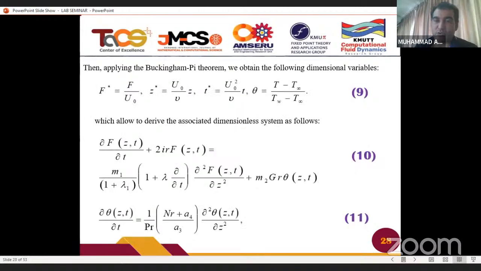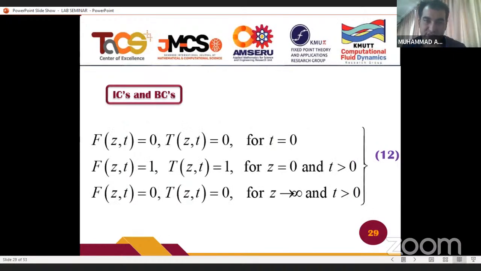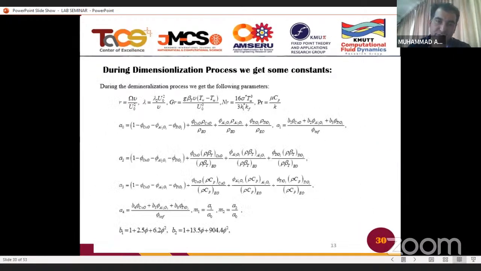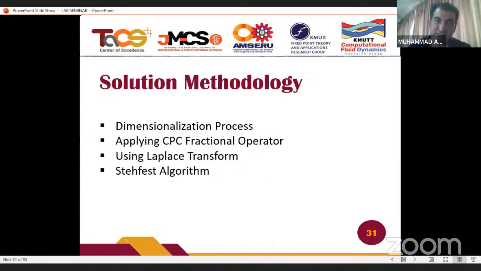Now, as we had a system of equations along with initial and boundary conditions, to nondimensionalize, as I mentioned in my research methodology, now I'm going to solve the problem. Before the solution, we need some dimensionless variables, which we can obtain by using the Buckingham-Pi theorem. Using it, we get equation 9, which gives the dimensionless variables. Using these in the system of equations, we get the transformed system of equations, the momentum equation in the form of 10, 11, and 12, along with the initial and boundary conditions. During nondimensionalization, we get some constants which are mentioned here in the slides.